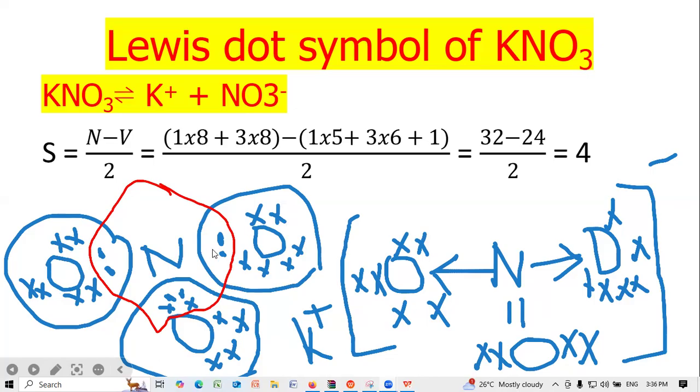And this oxygen has taken the 2 electrons from nitrogen, but this nitrogen has not taken any. That's why this is a coordinate covalent bond. The other oxygen has a similar case. And we have to put it in the bracket with the minus negative for nitrate and the potassium plus. In this way, we can write the Lewis dot symbol of potassium nitrate.